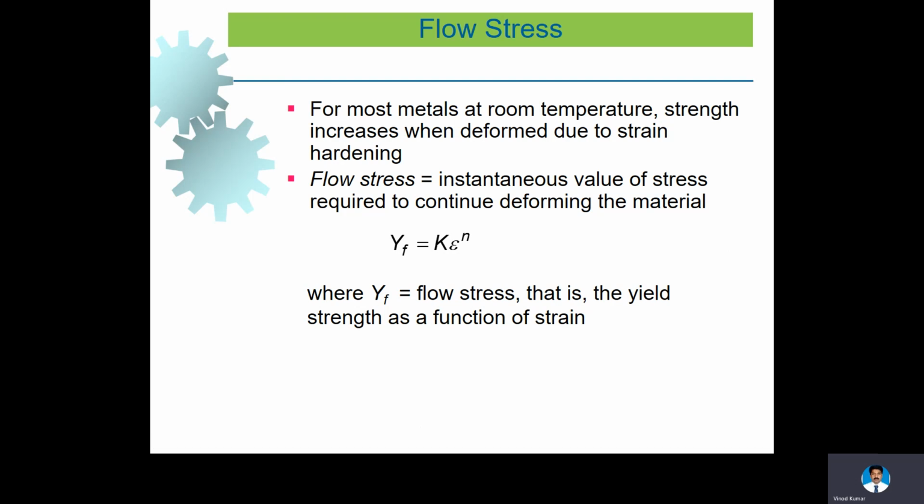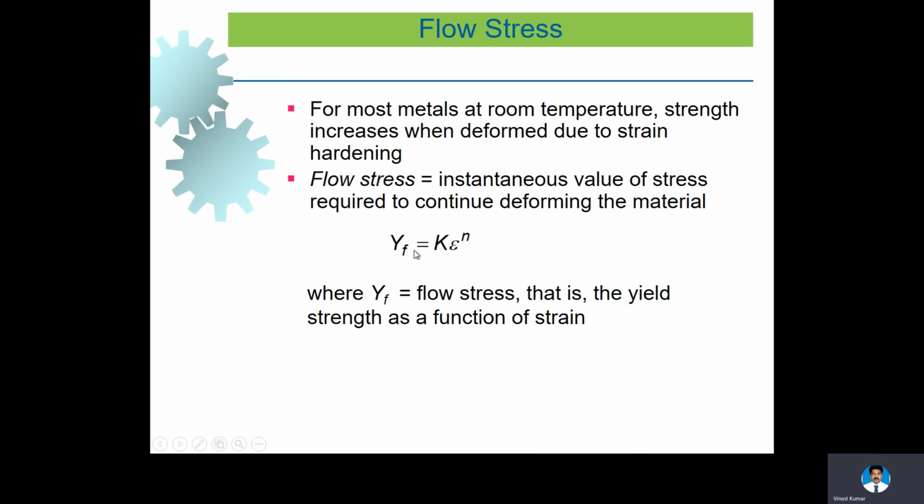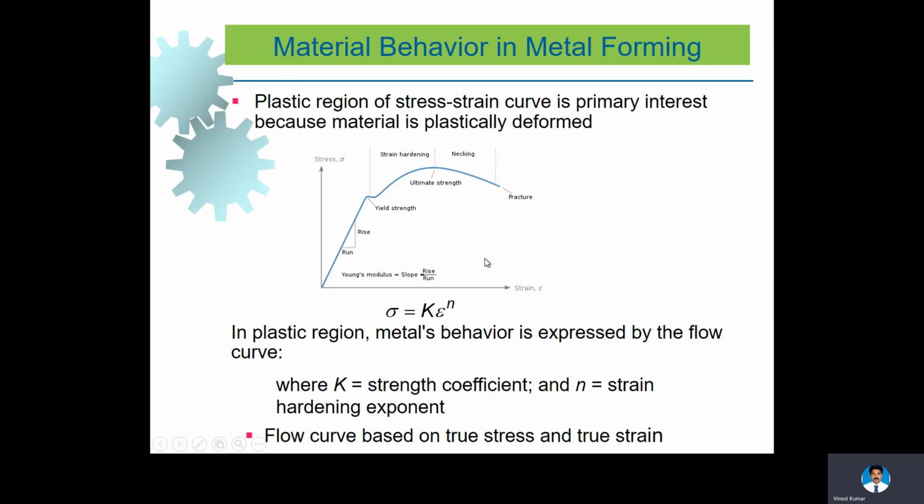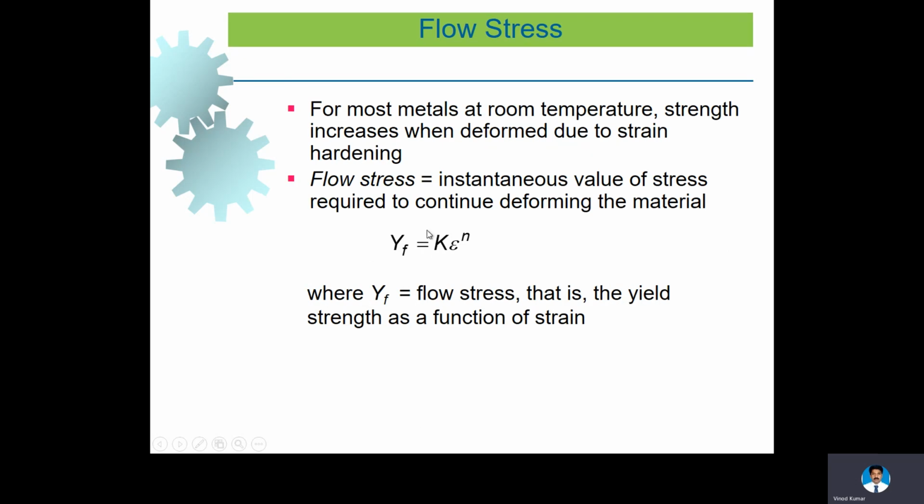You can see here, as you increase the stress, the flow stress sigma, the stress which is required to produce a flow in the material, that means plastic deformation, is equal to the strength coefficient times strain raised to n. N is a strain constant called the strain hardening exponent. Now, this equation Yf = K ε^n is the equation for instantaneous stress.